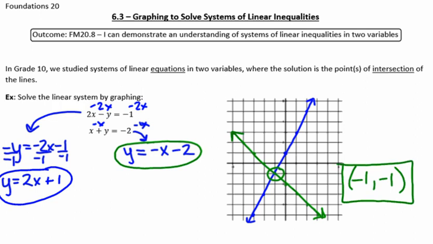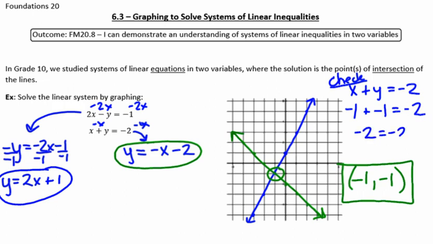Then to do a check, just to make sure, we plug those points back into one of those equations to see if it satisfies. So let's pick the second one, x plus y equals -2. Our x is -1, our y is -1, and that needs to equal -2. -1 plus -1 is -2, which equals -2. Therefore, we are correct.